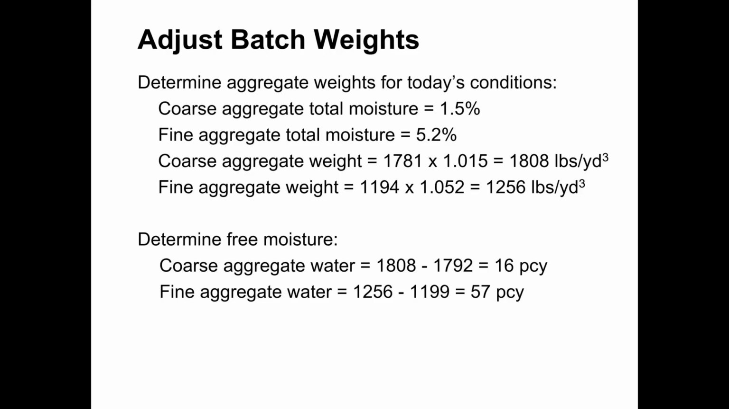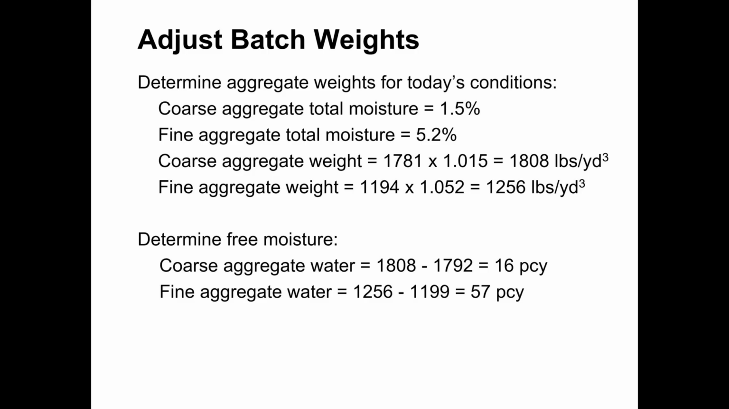And so we assume that you already know the relationship between these different moisture conditions. Just as a quick refresher, the total moisture is all of the moisture that's present in the aggregate. The absorbed moisture is the moisture that is confined within the aggregate particle. And so then the free moisture is the moisture that is available to contribute to your mix water that's on the surface of the aggregate. All right, so in this case, we've got a total moisture of 1.5% for the coarse aggregate and a total moisture of 5.2% for the fine aggregate. So let's adjust our coarse aggregate weight to account for today's conditions.